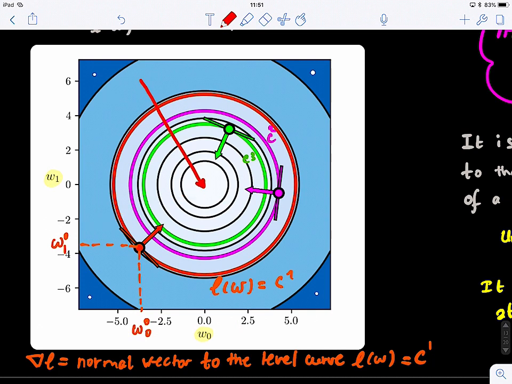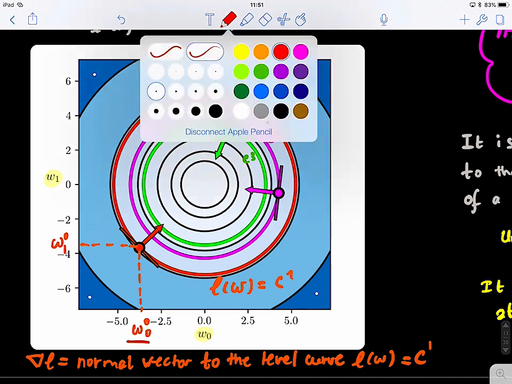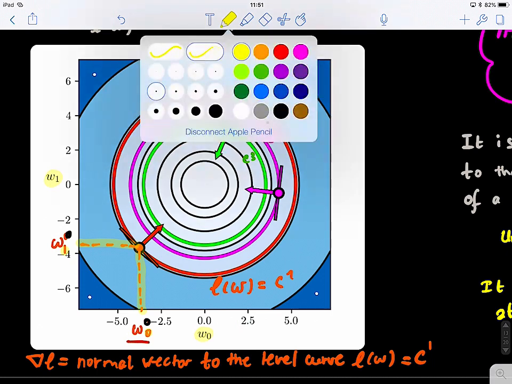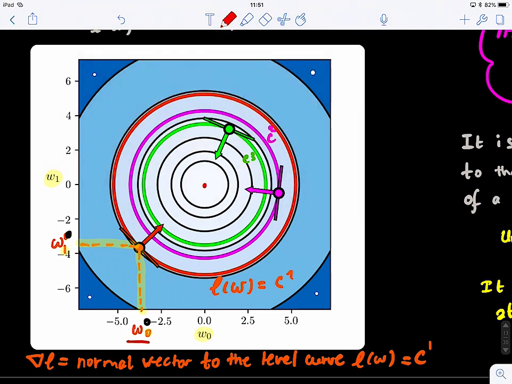Okay, so let's say we have an initial point W0. The superscript means our initial point, and the subscript is the dimension, so you have dimension 0 and dimension 1. We have our initial point right there, and we want to find the optimum W star. The W star would be exactly this point at the center of our circular contours.